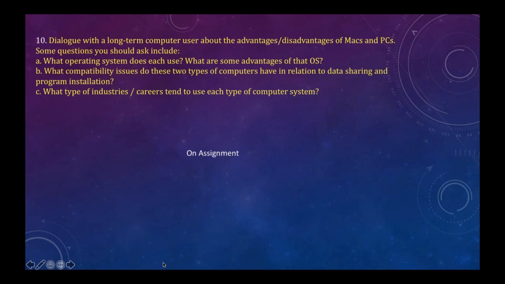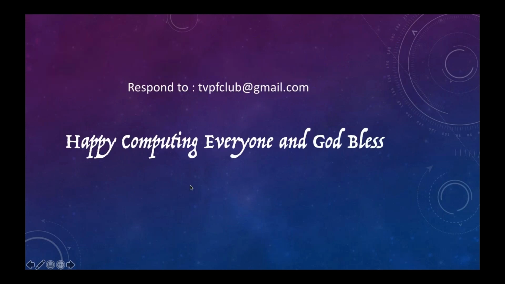So these are your assignments that you have. Dialogue with a person that has been using a computer for some time, and just ask them the advantages and disadvantages of what it is to use a Mac or to use any other PC. So it is on your assignment that is coming up. So basically, this is the presentation on computers, and I'm going to be giving you an assignment.